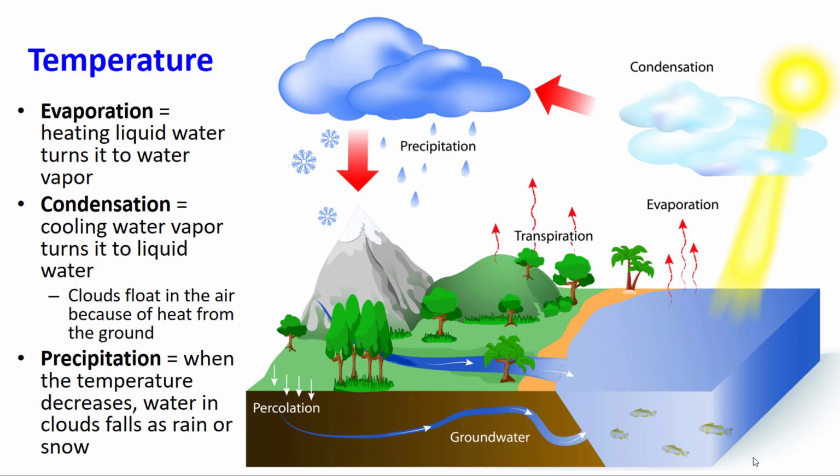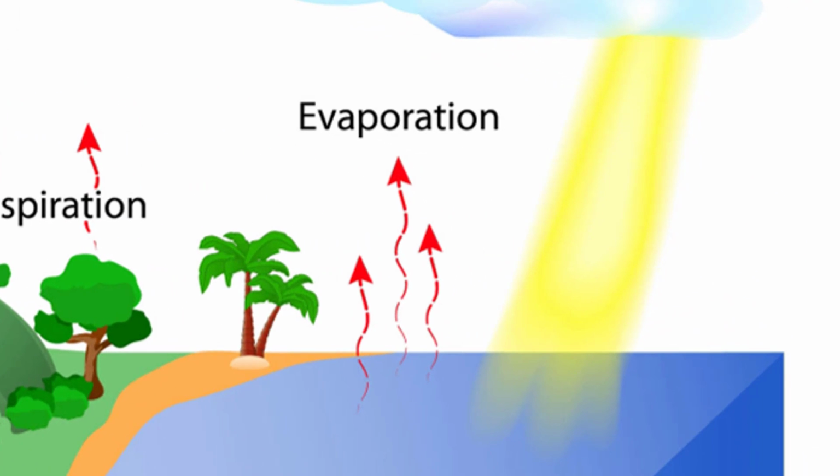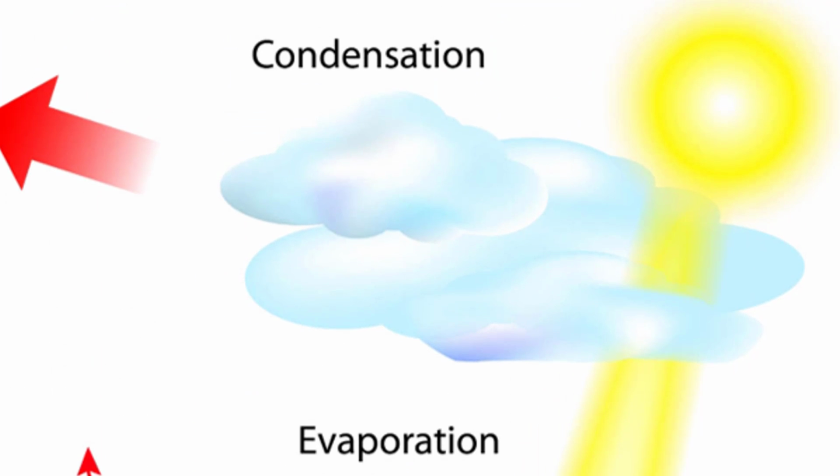Temperature. All right, so let's take a look here. Notice our ocean and the sun's shining on it. That water will evaporate up. Now it's water vapor. That water vapor will condense on some particles, like dust in the air, and it has to cool to condense. When it condenses, it actually turns into liquid water.